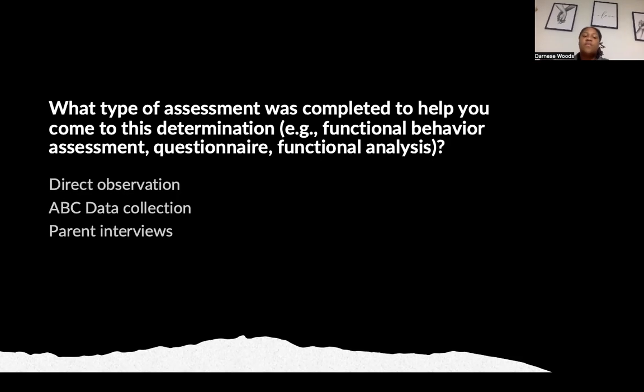All right, so the question: what type of assessment was completed to help you come to this determination? For us, we utilized ABC data collection, direct observation, and parent interviews. The consequence for all of those was him wanting the physical contact, the squeezes, the touch, the pressure. So the consequences in the ABC data, the parent interview, and the direct observation really helped us come to that conclusion.